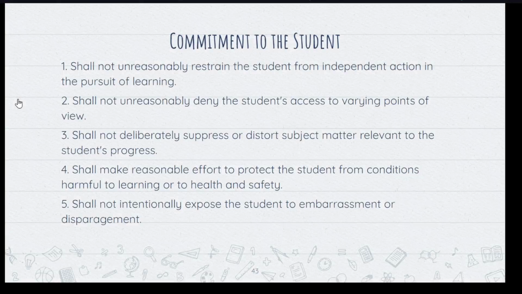Now we have to move on to the commitment to the student. This has to do with the ethical boundaries that the National Education Association, or the NEA, puts out there. So, one: shall not unreasonably restrain the student from independent action in the pursuit of learning. Two: shall not unreasonably deny the student access to varying points of view. Shall not deliberately suppress or distort subject matter relevant to the student's progress. Shall make reasonable effort to protect the student from conditions harmful to learning or to health and safety. Shall not intentionally expose the student to embarrassment or disparagement.